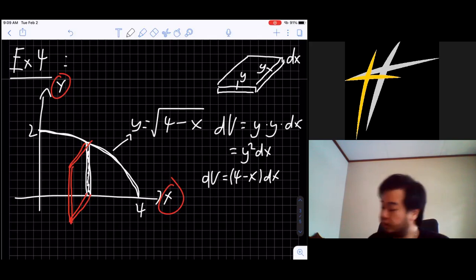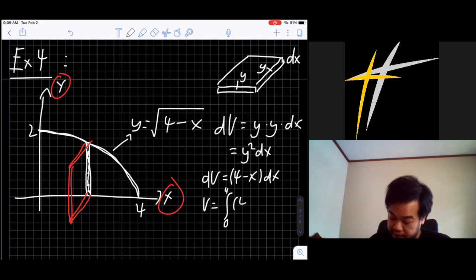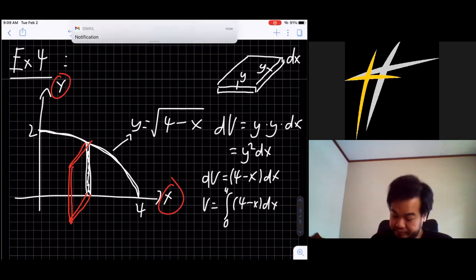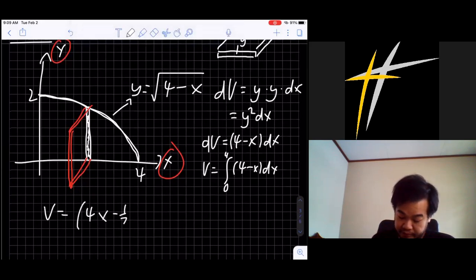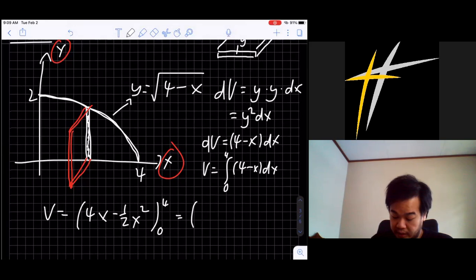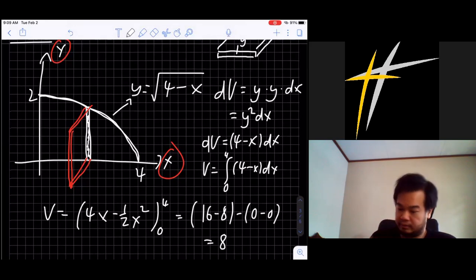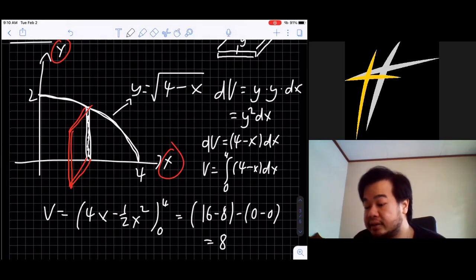I hope you understand. So the volume is the integral from 0 to 4 of (4 minus x) dx. So the volume is equal to 4x minus half x squared, evaluated from 0 to 4, which is 16 minus 8 minus 0 minus 0. So it's equal to 8. And of course, it doesn't have a pi because it's not a circular solid. So yes, the answer is 8.